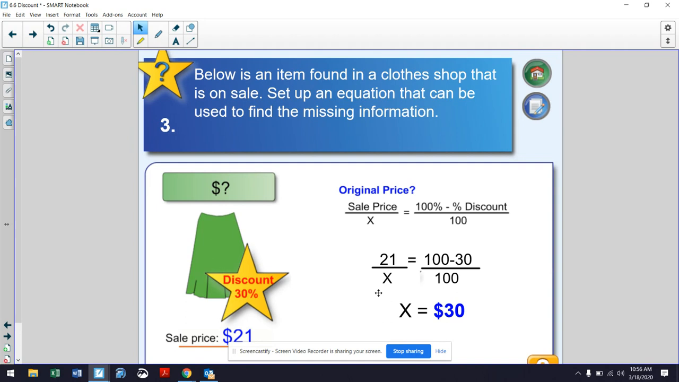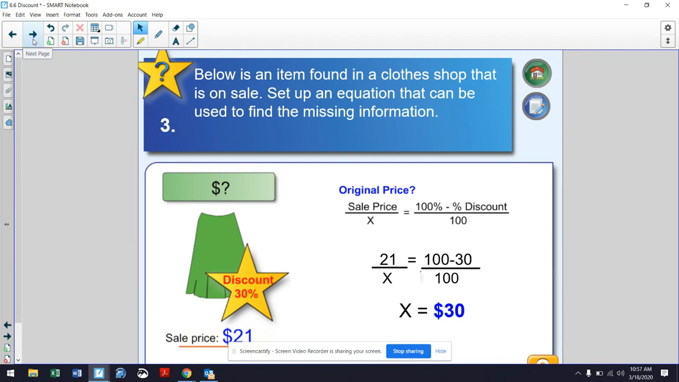So when you're looking at problems like this, just make sure when you get to your final answer that you check for reasonableness. Does it make sense? If you got something that was 30% off, but your original price that you calculated is less than your sale price, then you know you did something wrong, maybe used the wrong formula or did your calculations incorrectly. So make sure you're checking for that.